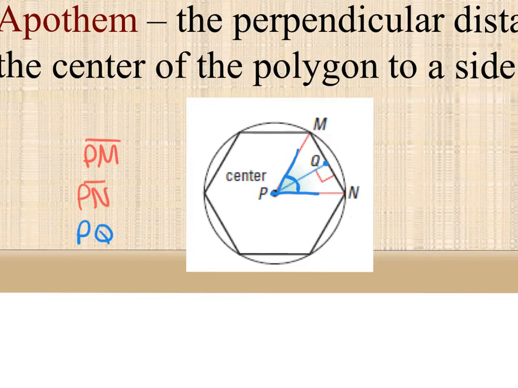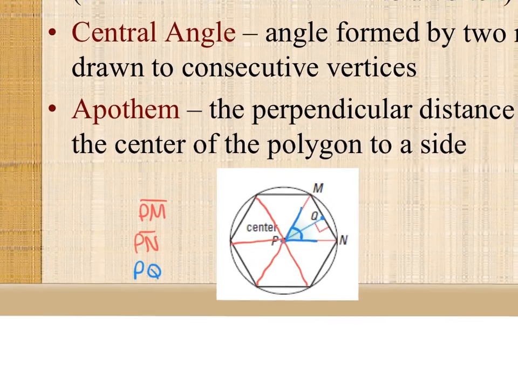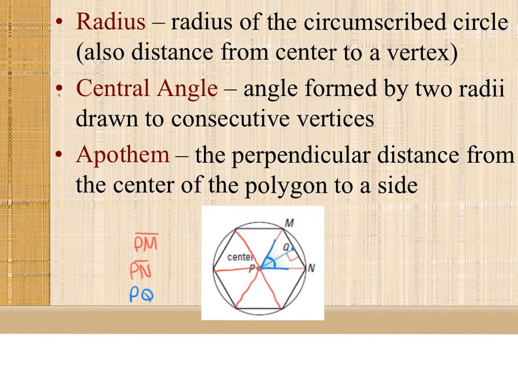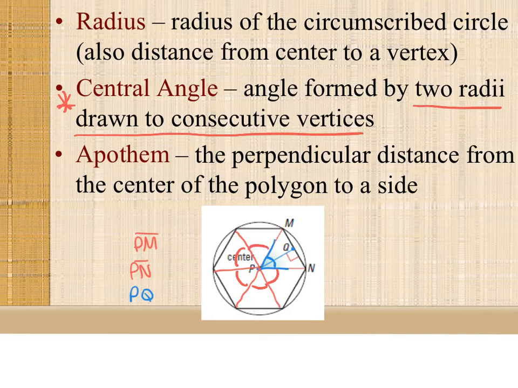Next, we're going back to my picture here. I could draw in all of the radii. And remember, a central angle, see the definition? It's formed by two radii drawn to consecutive vertices. So this is a central angle, so is this, here, here, and here.